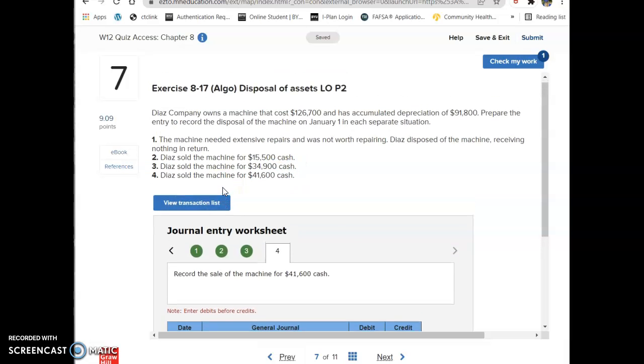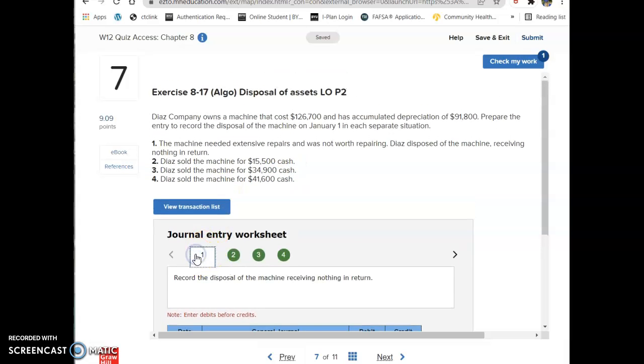It's a group. And this is a tutorial on number 7 of the quiz access for chapter 8. So this problem is wanting to practice the disposal journal entries for this machine that they are either selling or disposing of in one way or another. And there's 4 scenarios it looks like that it's going through, and it wants you to do the entries for each different scenario.